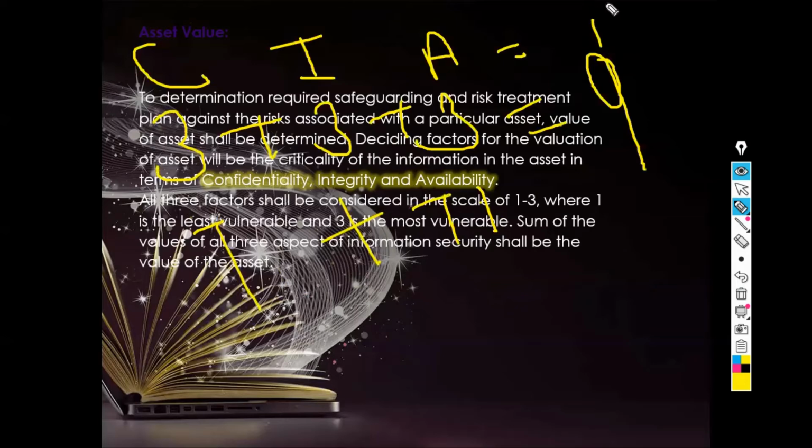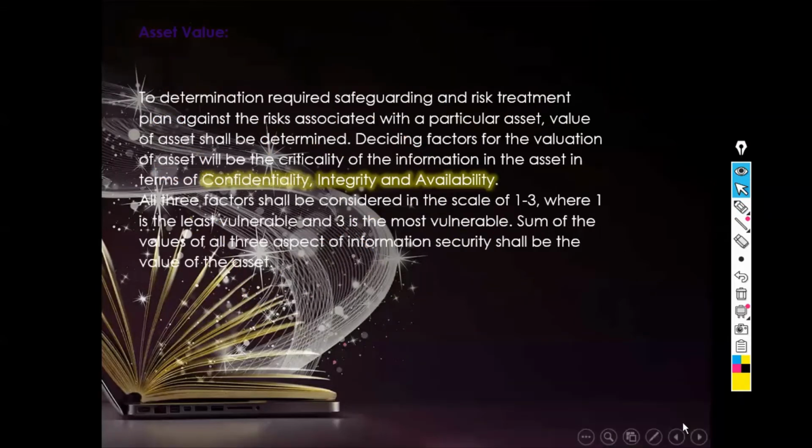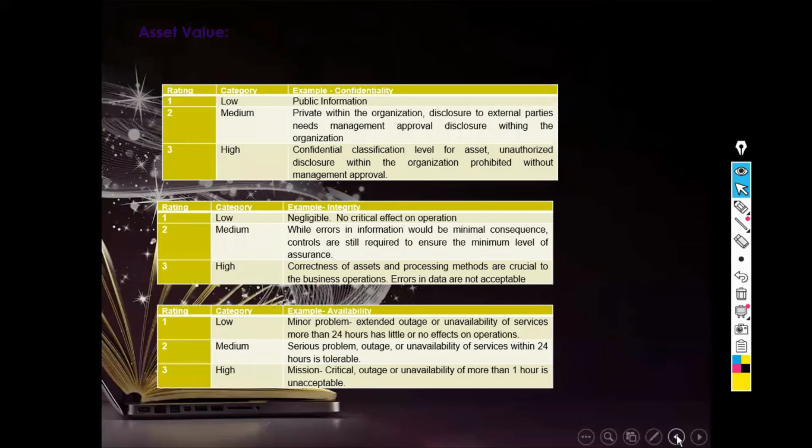This is called the asset value. This is the method of how to calculate the asset value. We'll prepare one asset register and we'll see it there. What we call 1, 2, 3: here the category has been provided.